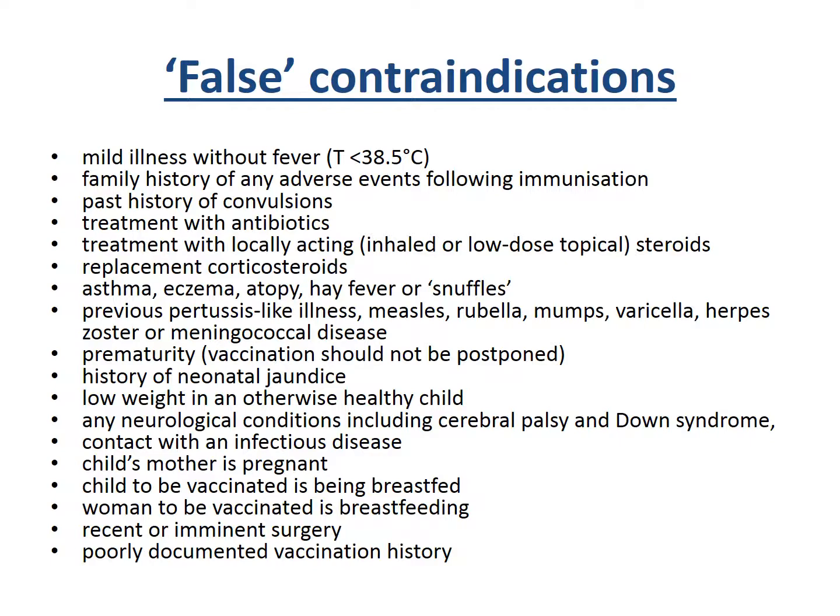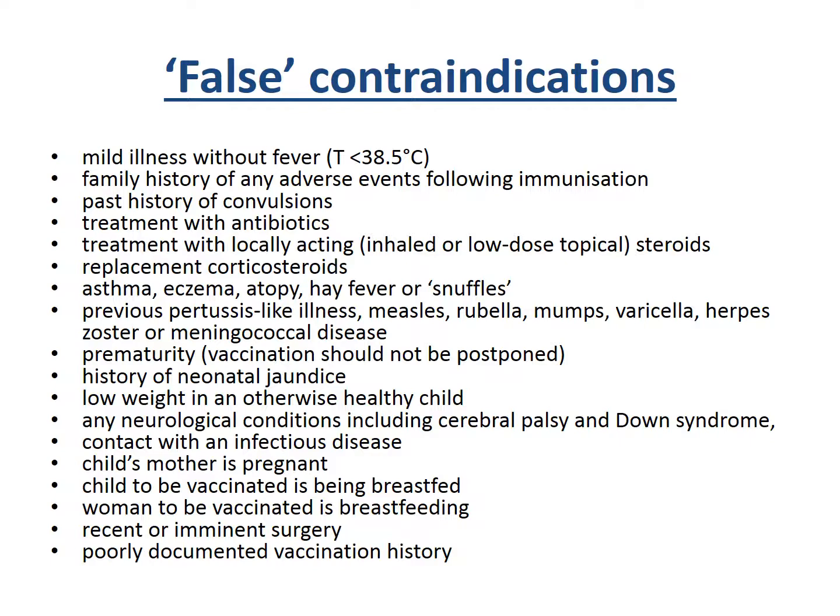Vaccination should not be postponed if someone's born premature, so we vaccinate based on your days from birth, not your days from when you were due. So everybody who's premature gets their vaccines exactly on time. It's particularly important. Jaundice, skinny kids, any neurological condition, infectious disease, a child's mother being pregnant, women who are breastfeeding being vaccinated, except for yellow fever. Breastfeeding is not a contraindication.